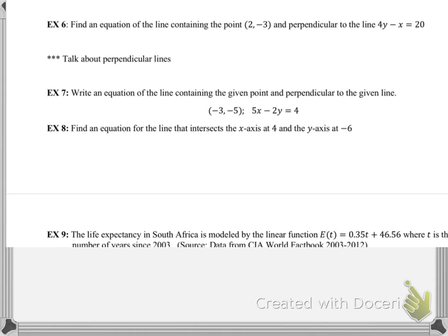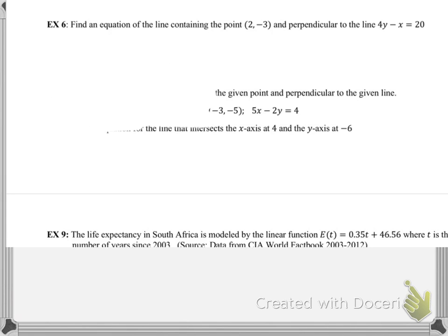Is your guys' number 6 the same as my number 6? Yeah. Okay, just making sure. I think I got it from a different file.